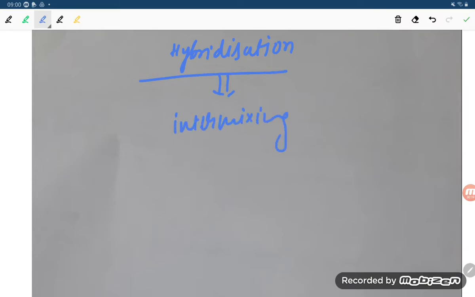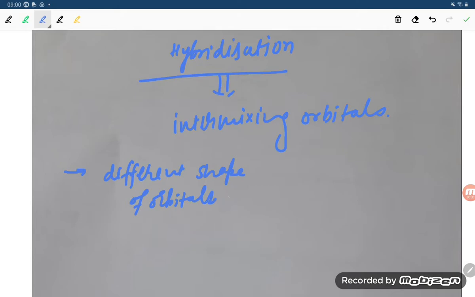Hello students, let us try to understand the concept of hybridization. Hybridization is the intermixing of orbitals. Intermixing of orbitals means what type of orbitals? Orbitals that have different shapes, of the same atom.